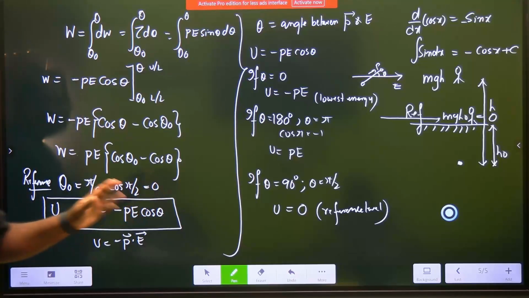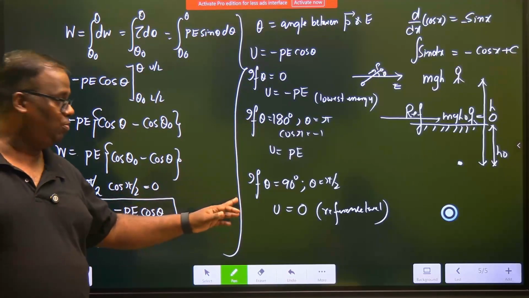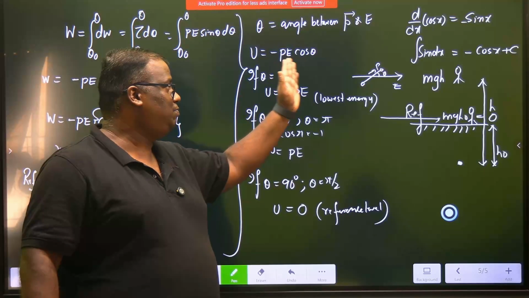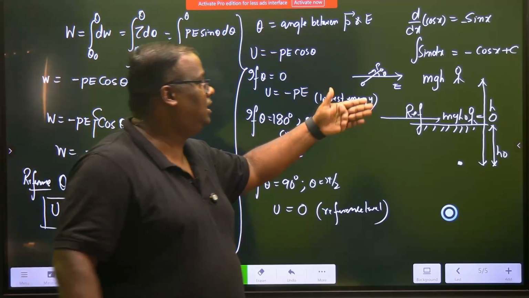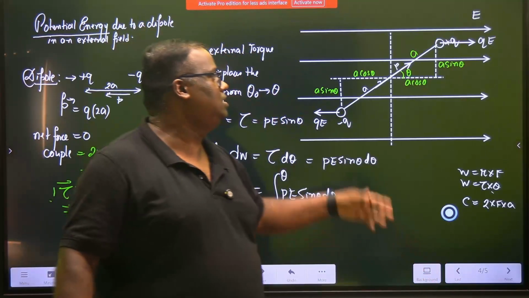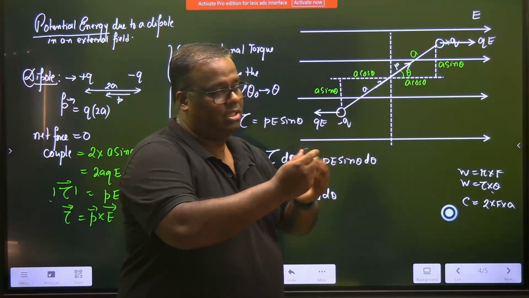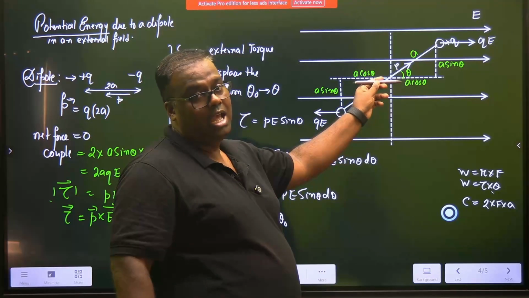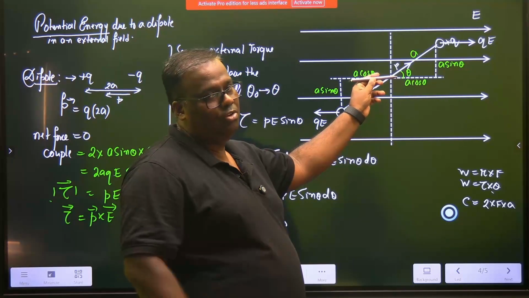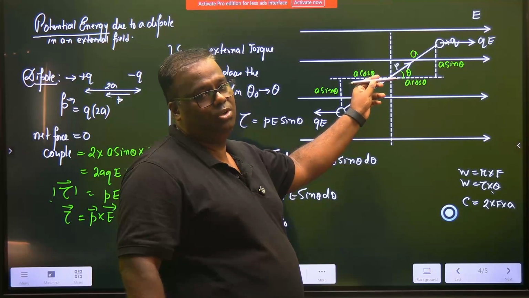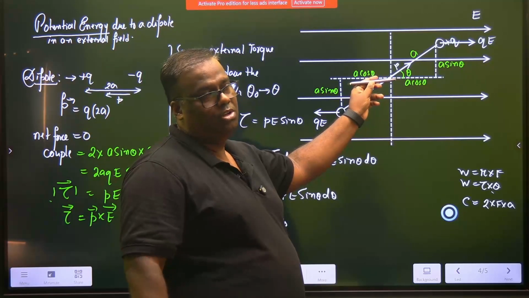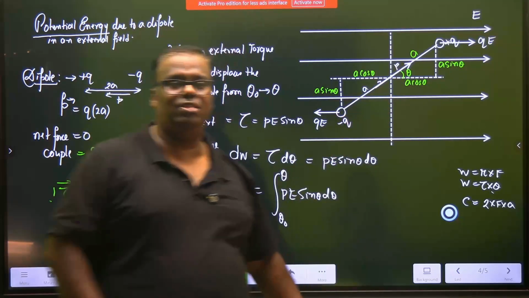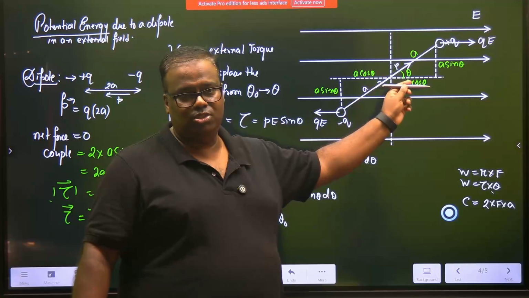This implication is very interesting. I hope you have understood this part. The value of U is given as negative PE cos theta. So we are seeing three different orientations. What are the orientations? Let's say this is the dipole moment, my pointer is on the dipole. If it is along the direction of E, the angle is 0. Then what is the value of potential energy? Negative PE cos 0. So cos 0 is 1, so it is minus PE. This is the minimum energy. It's a negative energy, means minimum. It's most happy to stay here.